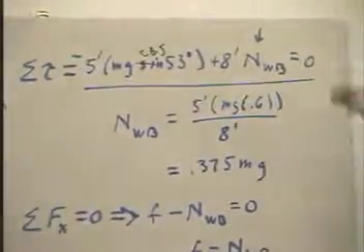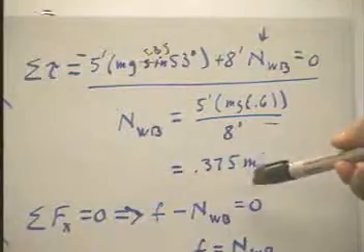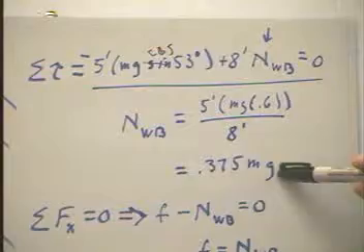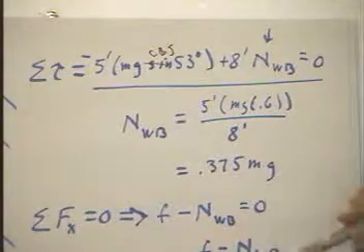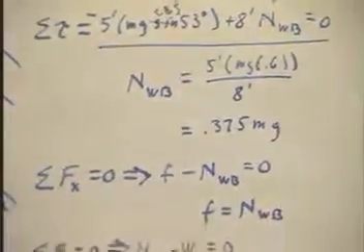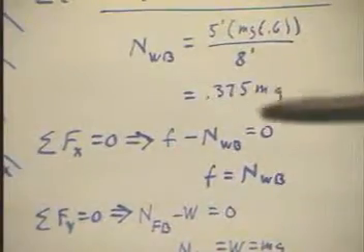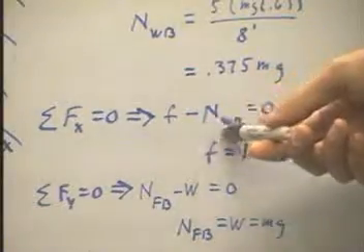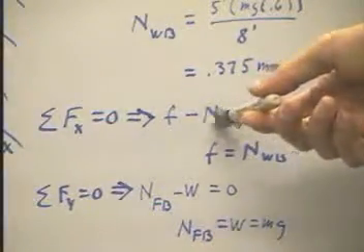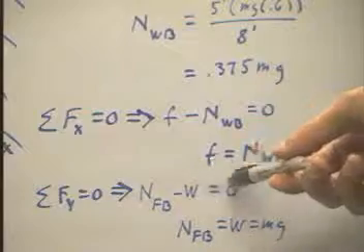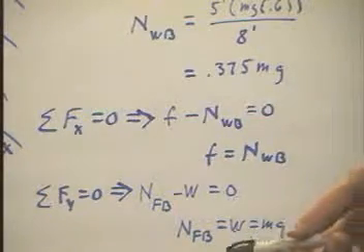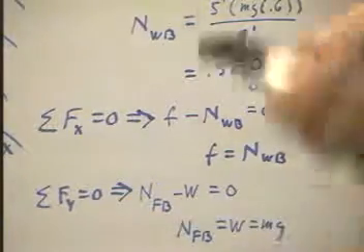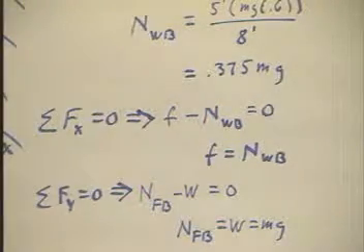In any case, we get this equation, so we quickly solve for the normal force of the wall on the beam, and we get 0.375 mg. Combining that with our condition for x equilibrium, the frictional force minus the normal force of the wall on the beam is 0. So the frictional force equals the normal force of the wall on the beam, and similarly the normal force of the floor on the beam is equal to the weight, or mg. So now we have all the forces acting on the beam.